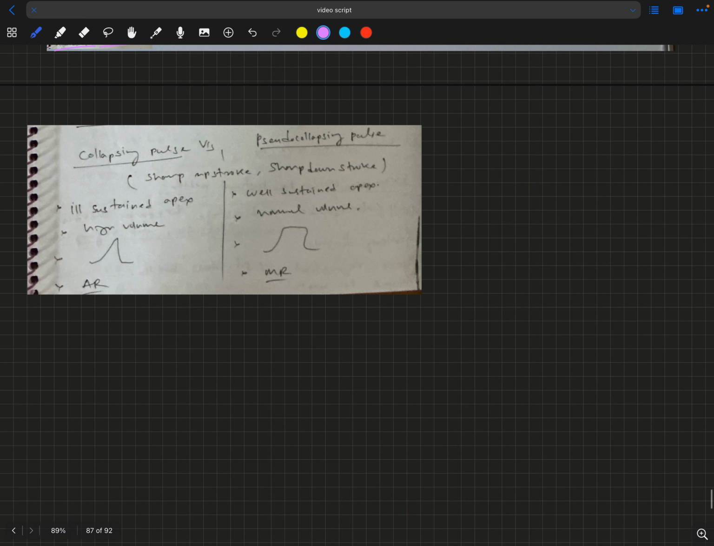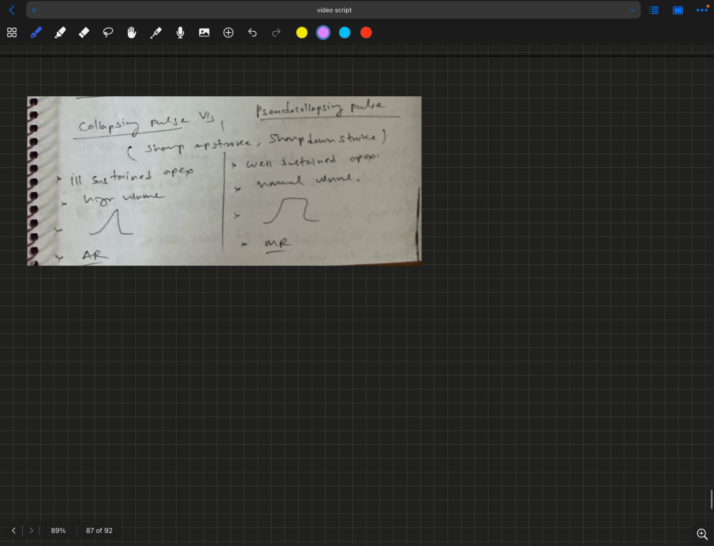So what is the difference between collapsing and pseudo collapsing pulse? You see Waterhammer pulse, which is seen in AR. Now let us discuss collapsing and pseudo collapsing pulse. Collapsing pulse is seen in AR. Pseudo collapsing pulse is in MR. Both are associated with rapid upstroke and rapid downstroke.